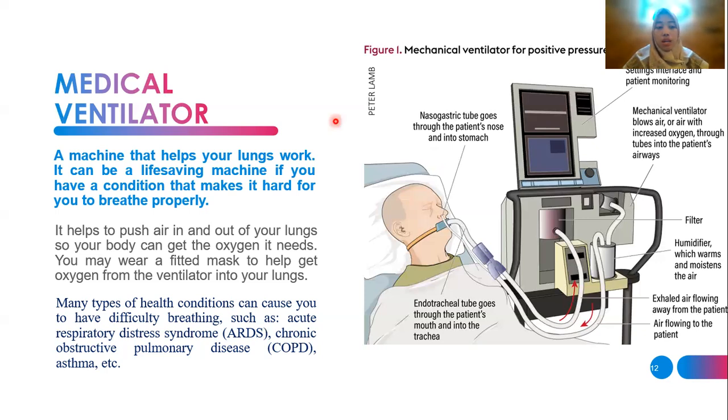The use of a face mask to get oxygen into your lungs is known as non-invasive ventilation. With this type of ventilation, a plastic face mask is placed over both your nose and mouth. A tube is connected from the face mask to the ventilator, which will push air into your lungs. This method is typically used in cases where breathing issues are less severe.